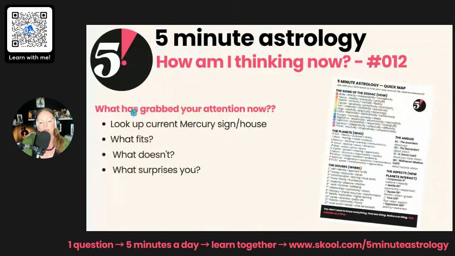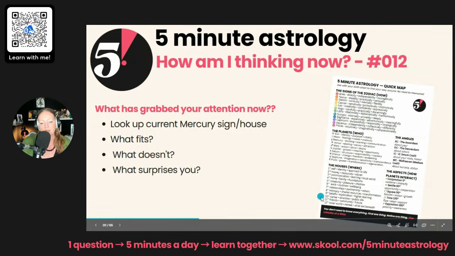So we're looking at what's grabbing your attention in terms of where Mercury currently is. Now, if you've got the quick map to hand, you'll be able to go down the list until you find the sign that he's in. So right now I've got Leo. So I'm thinking creatively, confidently, and expressively. Well, that's actually really spot on. Now, also, when I think in terms of the houses that Mercury's in, that's showing up in this chart in the 10th house of career, direction, and public life.